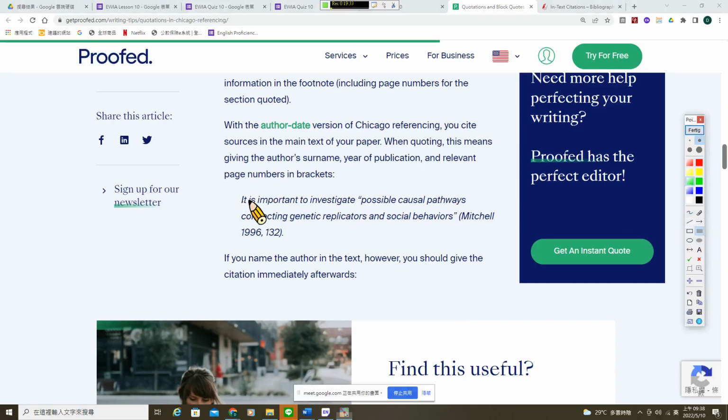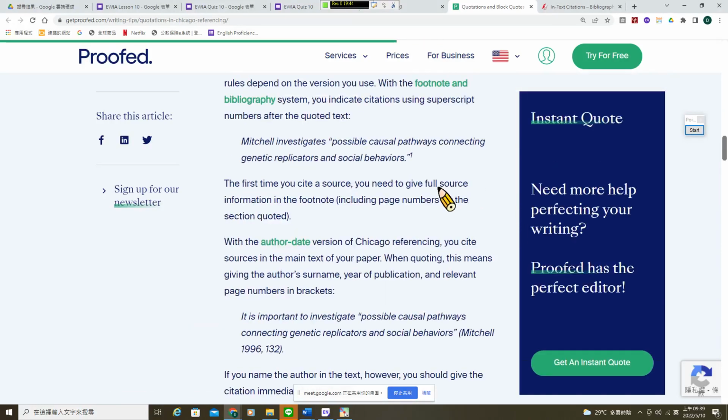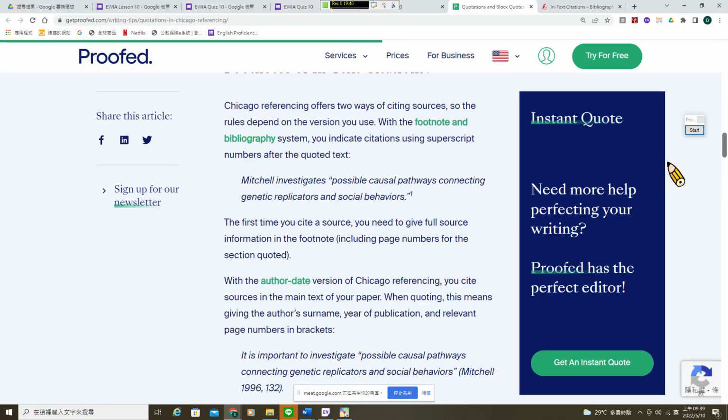So it is important to investigate possible causal pathways. So this is one, by author and date. But if we move up a little bit, this is the form we want to have. So Michael investigates, quote, possible causal pathways connecting genetic replicators and social behaviors. And this is the in-text citation.